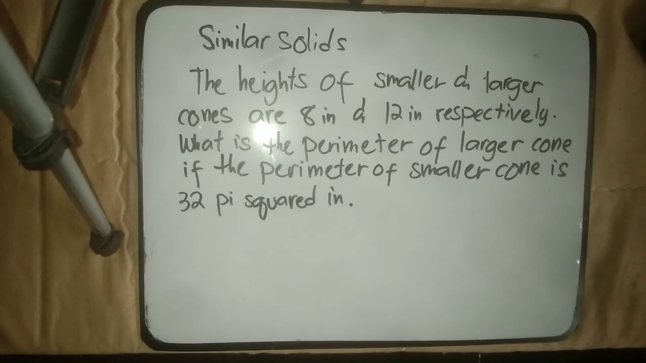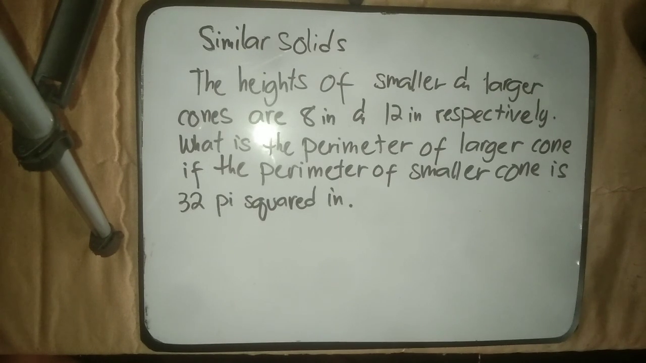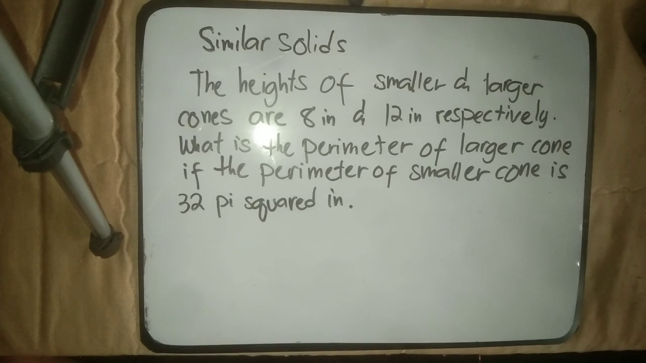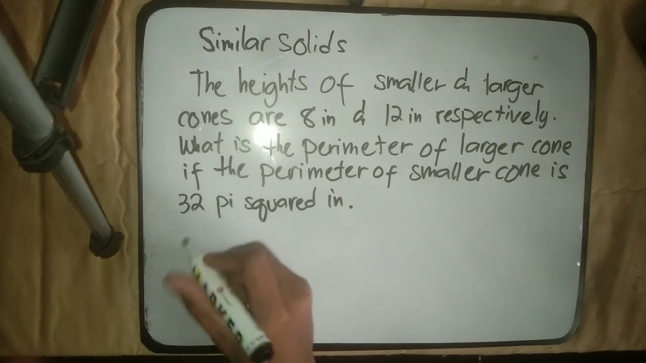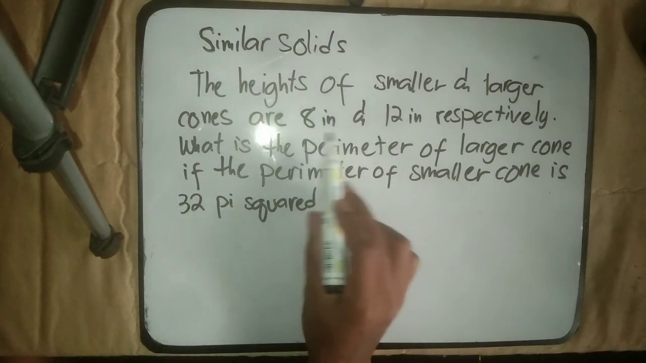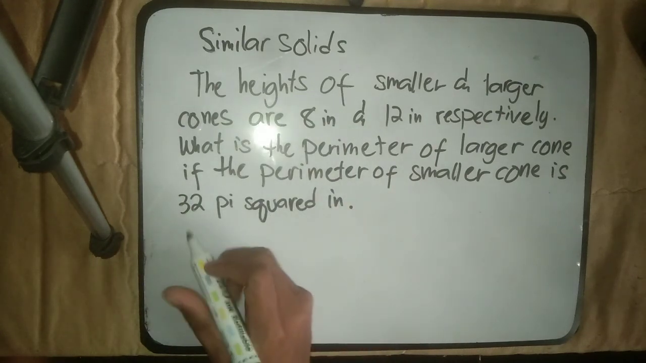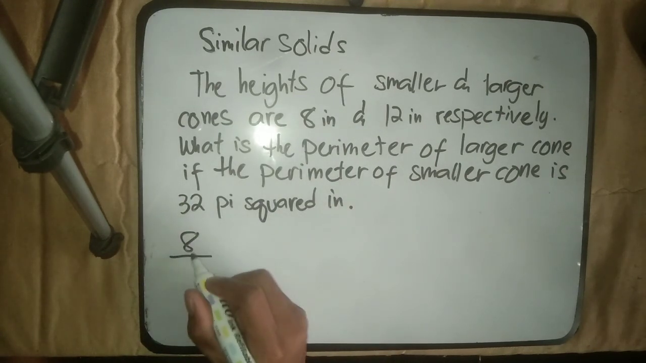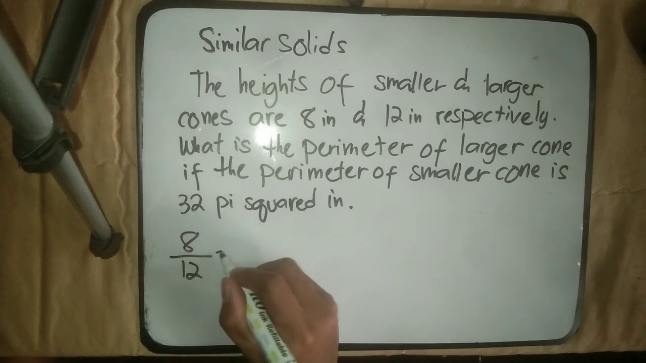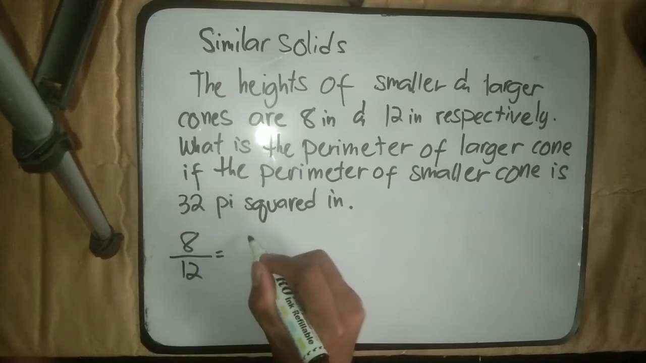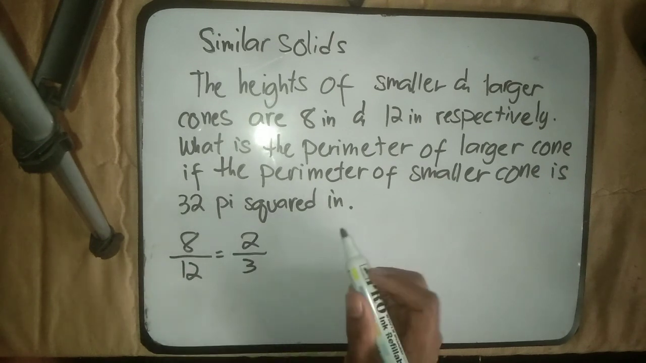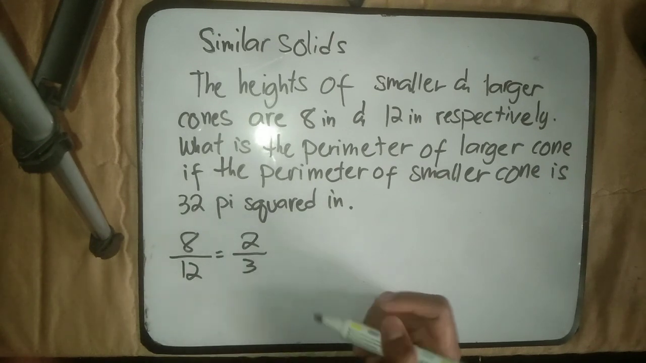So let's have another example. The heights of the smaller and larger cones are 8 inches and 12 inches respectively. What is the perimeter of the larger cone if the perimeter of the smaller cone is 32 pi squared? So let's go find the scale factor first. The heights of the two cones are 8 to 12, or we can simplify it to 2/3 if we divide by 4.